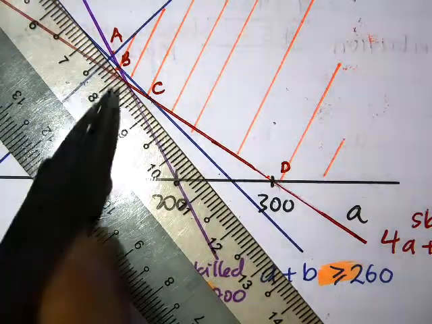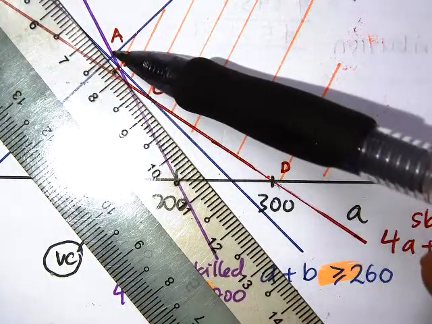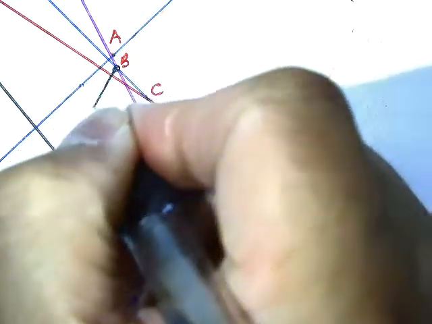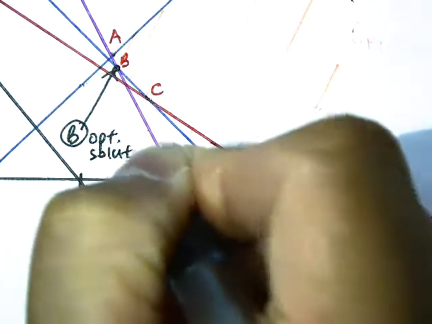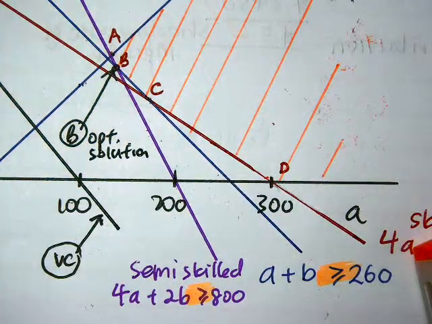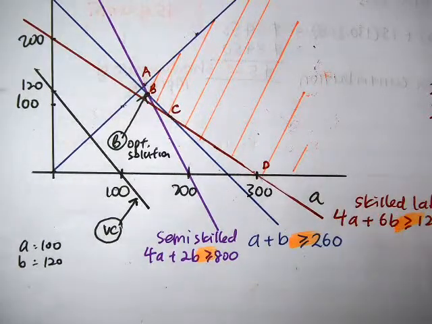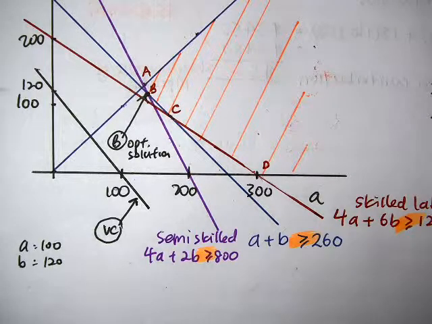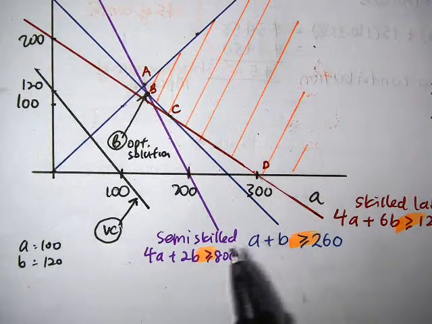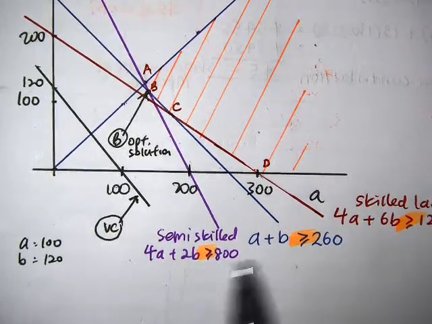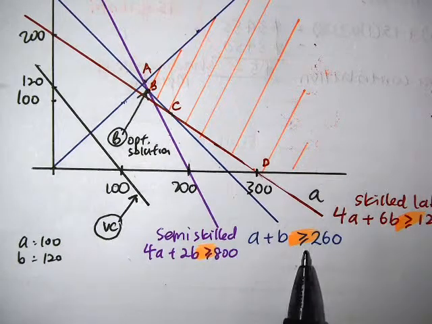B is here. A is here. C is here. So you hit B first. Okay? So B is your optimum solution. Okay, the rest all the same, so I don't need to do anything anymore. So it's all the same. You want to find what's the quantity, you solve using simultaneous equation. You just take 4a plus 2b equals to 800, a plus b equals to 260, solve it, okay?